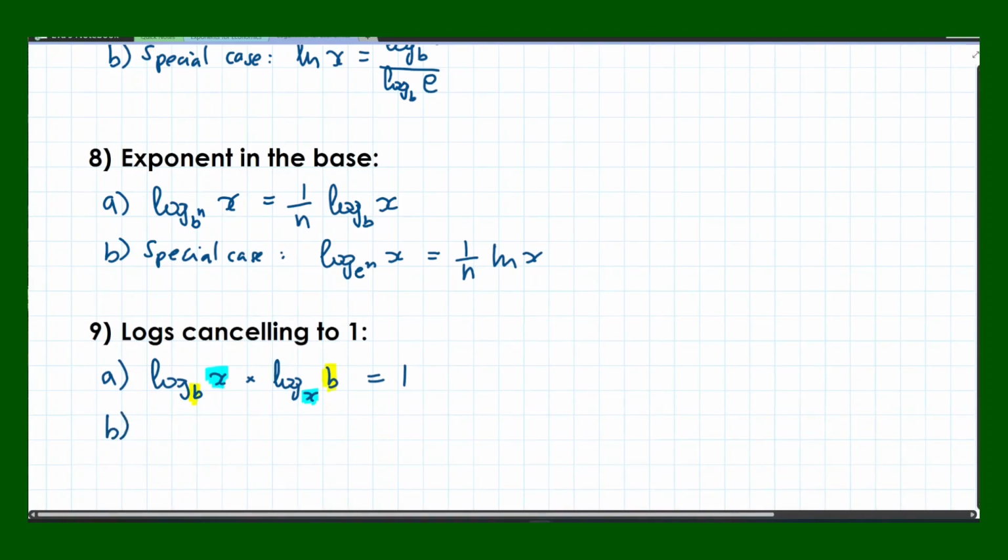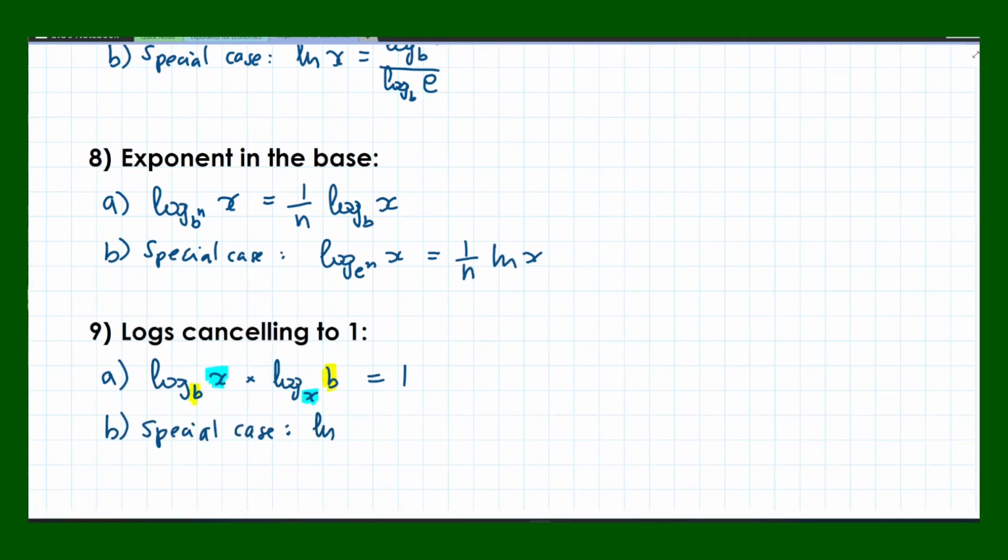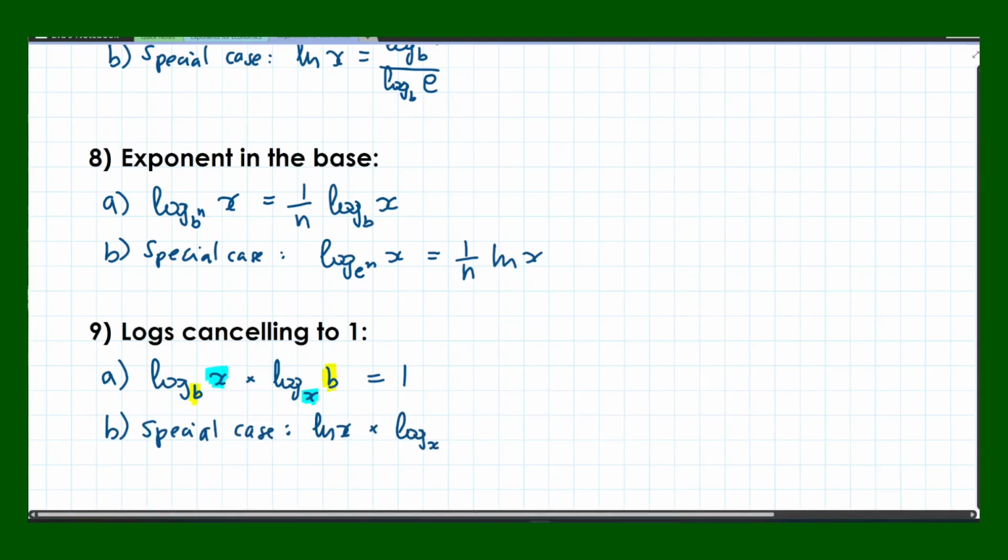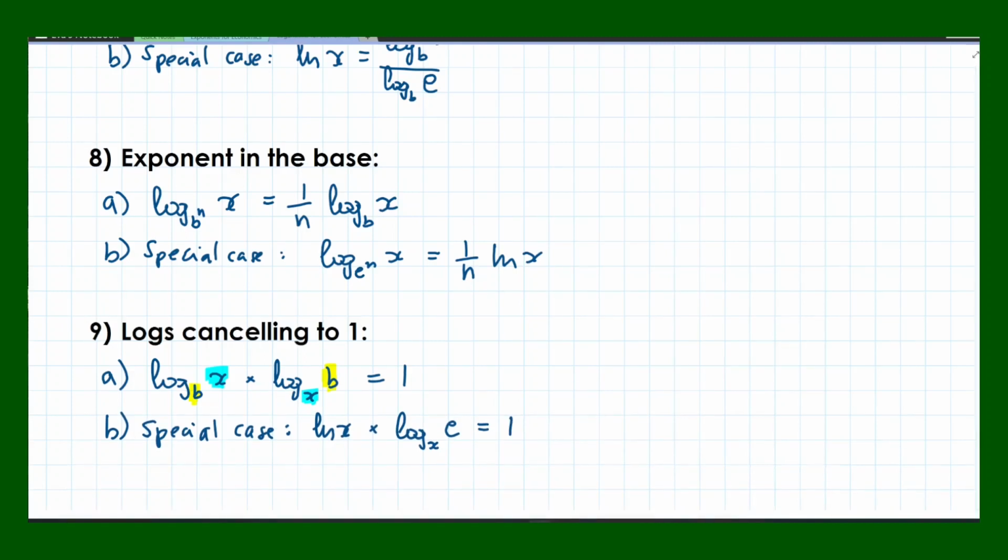Now let me write down what it would look like in the special case of ln. If I had ln x, what would I need to multiply that by? That answer would be 1. Remember that in the generic case, the arguments and the bases swapped place. So I need to now write log base x of e, and this way the two will cancel out to 1. Remember, ln is base e. So that's how I swapped the arguments and the bases in the second part of this expression.